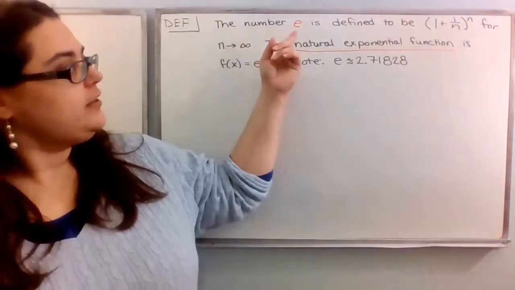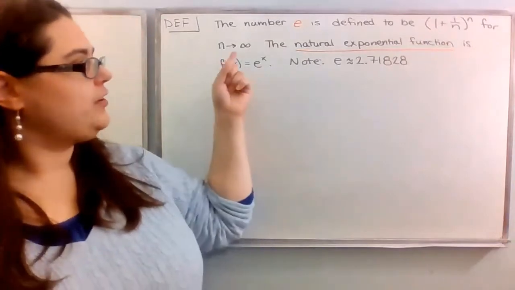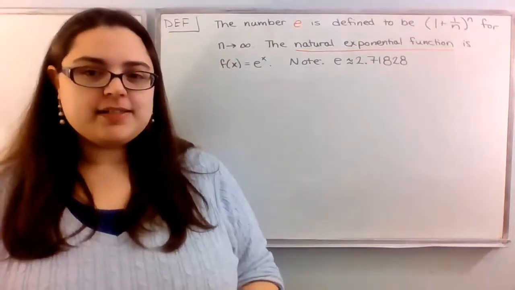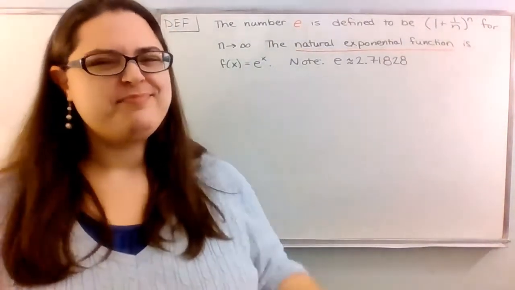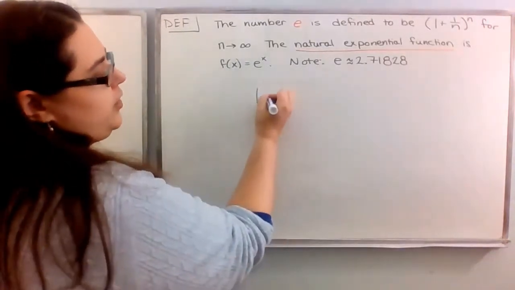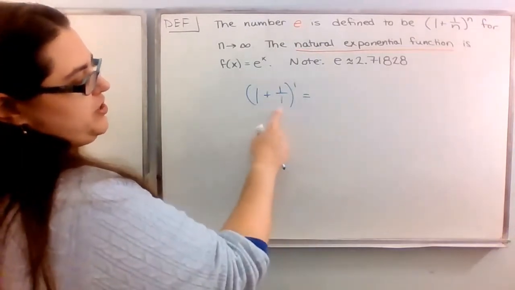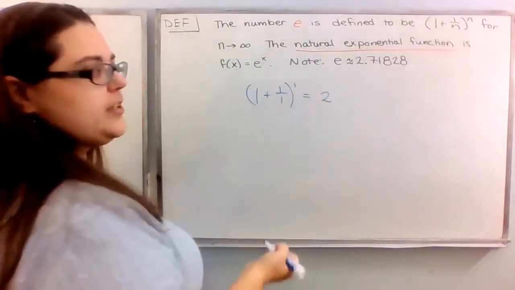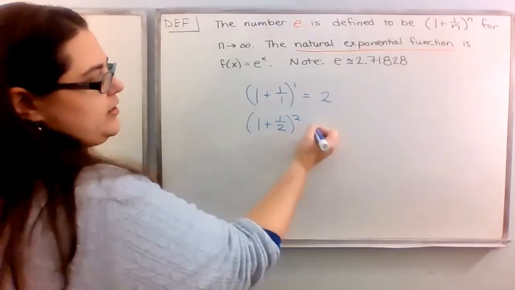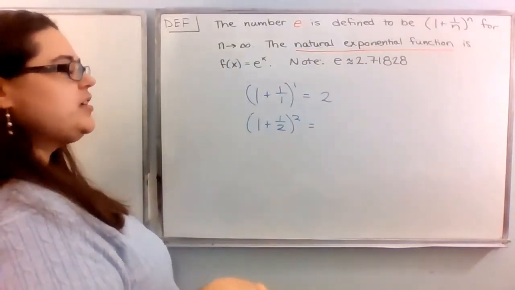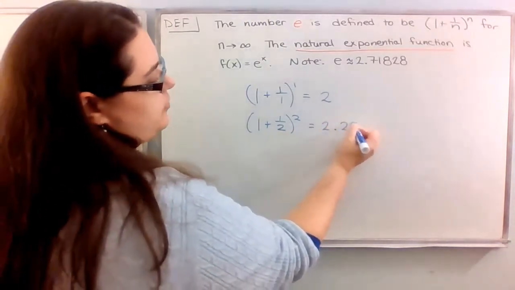So the number e is going to be defined to be (1 plus 1 over n) to the nth power as n goes to infinity. So what that means is we want to think about where this expression will go as n becomes super, super large. So for instance, if n is 1, we have 1 plus 1 over 1 to the first power. So that would give me 1 plus 1, which is 2 to the first, and I would get 2. If I have 1 plus 1 over 2 squared, that's going to give me 3 halves squared, which is 9 quarters, which is 2 1/4, so 2.25.